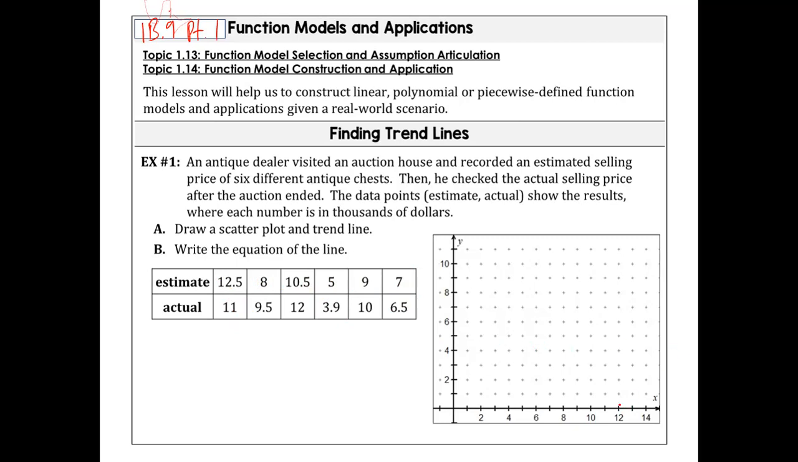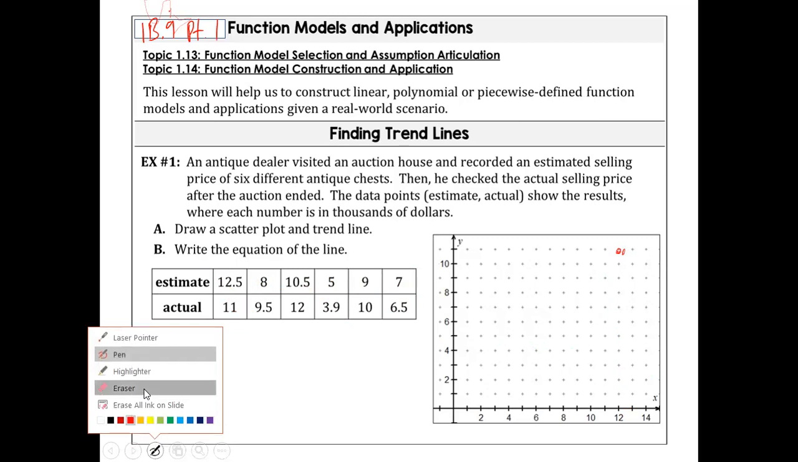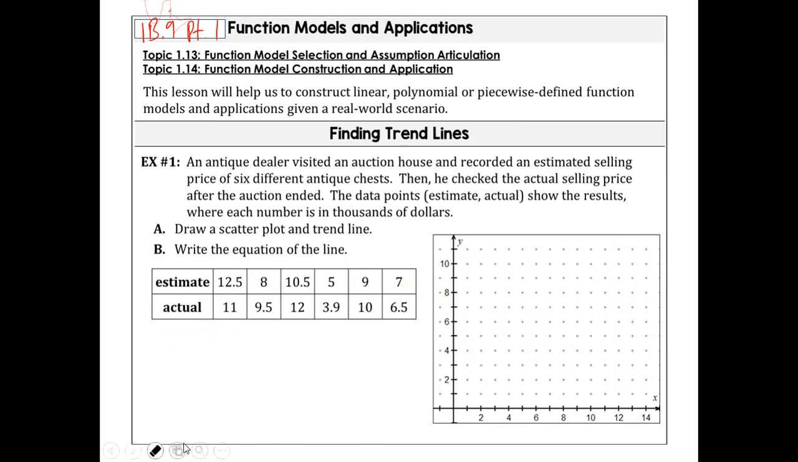So I'm going to go to 12.5 and go up to 11. So 12.5 up to 11. Sorry. Estimate to the actual, like the margin of error. Yes. So this is going to be our X and this is going to be our Y. So I'm going to go to 12.5. I'm going to go up to 11.